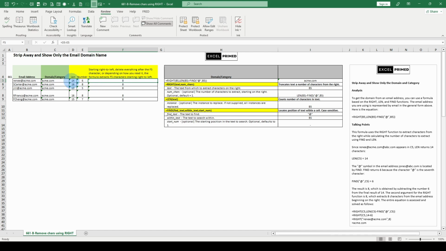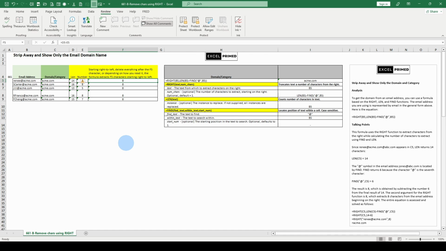How do we get the 8 characters? LEN, which is this entire string, and then the number. What's the number? We have this FIND. After FIND, B5. So FIND is going to go left to right, 1, 2, 3, 4, 5, 6. That's where number 6 is. 14 minus 6. We're going to keep everything after that.